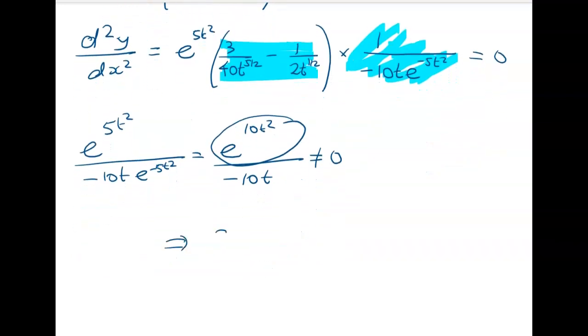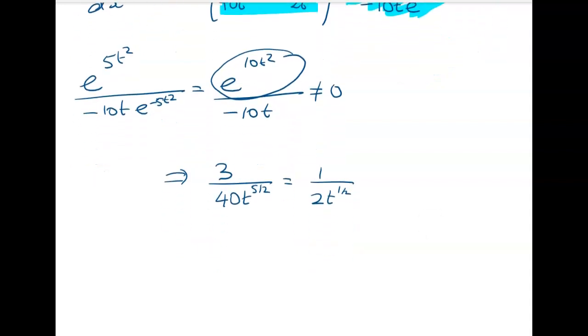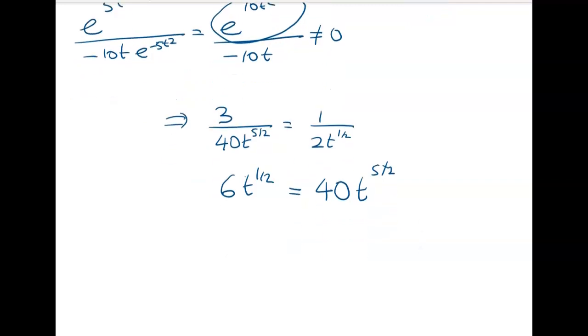So we need to have 3 over 40 t to the 5 over 2 is equal to 1 over 2t to the half. Cleaning that up, let's have a look at what we get. Well, we get 6t to the 1/2 is equal to that. This is not exactly how I did it when I was doing my working, but that's okay.